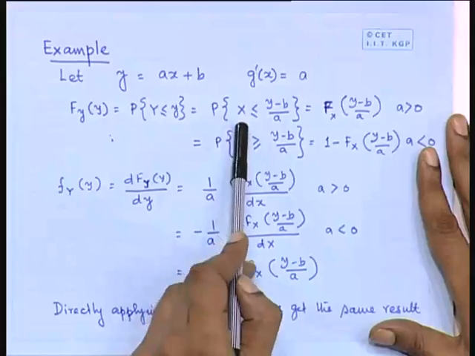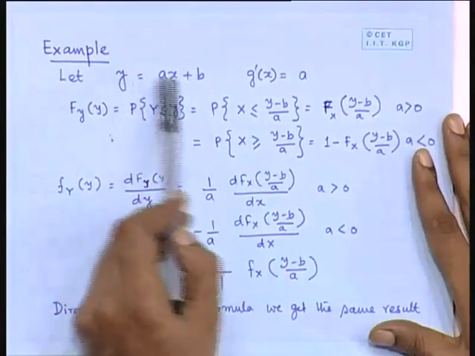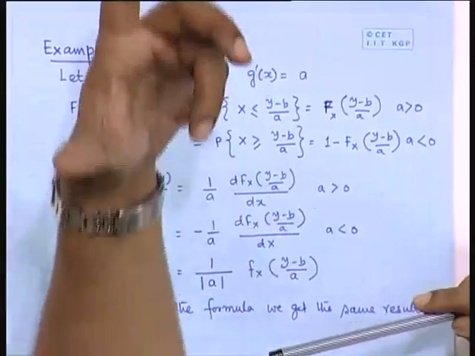It is the probability that x is less than or equal to (y minus b) by a. Simply solve from here. See, this is a 1-to-1 map. So corresponding to every y we only have one x. So in this case there is going to be only one root. There is no point where you will get n roots.